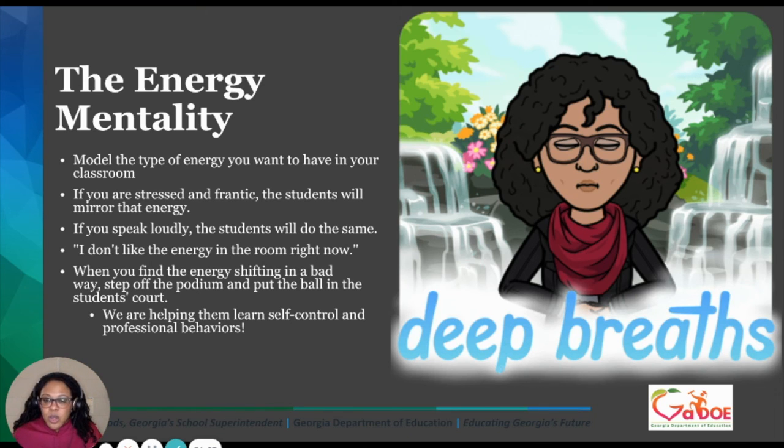So you want to model the type of energy you want to have in your classroom. If you want your classroom to be calm and quiet, you should be calm and quiet. If you're stressed and you're frantic, the students will mirror that energy.